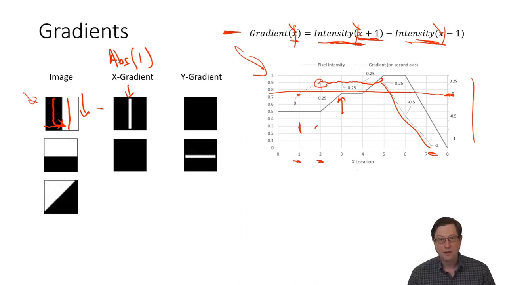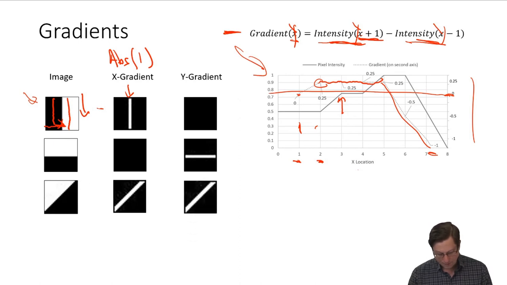Something a little bit more interesting, what about an image like this? What would the x gradient and the y gradient look like for this? So let's get the x gradient. Let's get the y gradient. They're pretty much exactly the same because in both directions you hit that at the same point, and so you get the up gradient and the down gradient at pretty much exactly the same point.